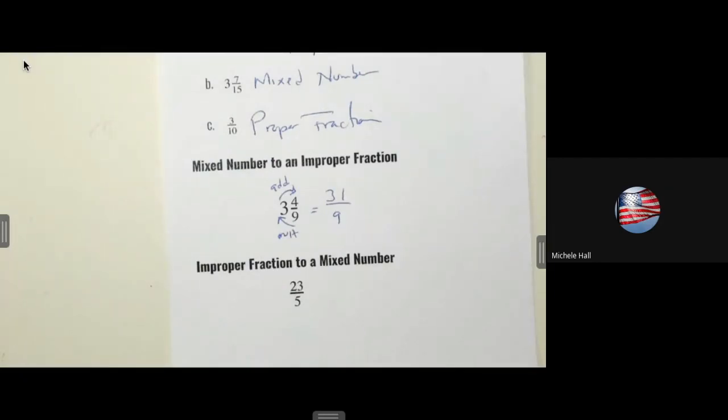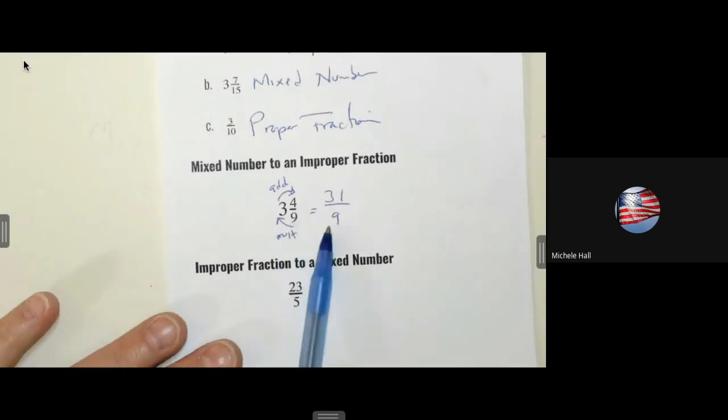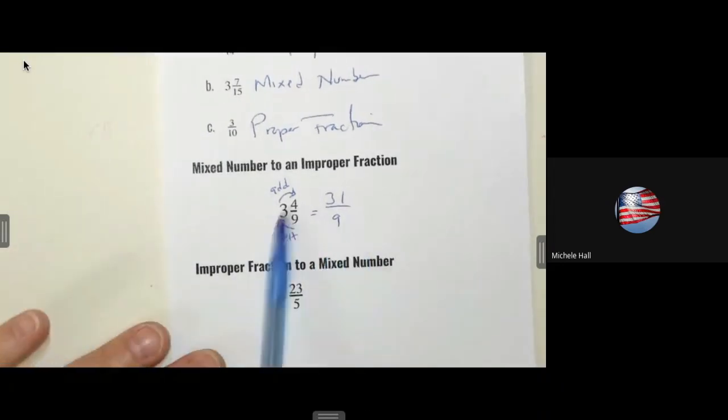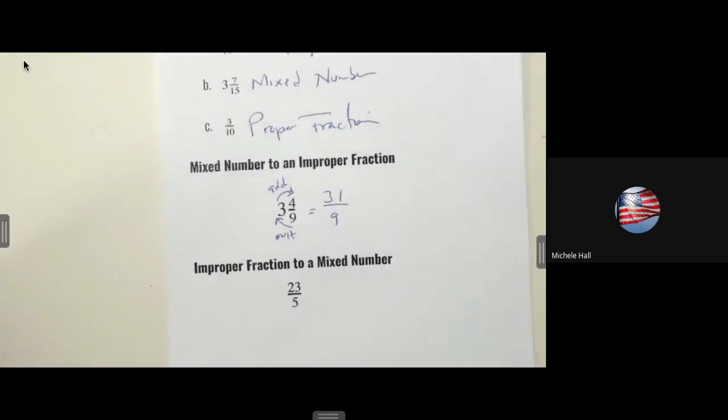We'll be doing a lot of improper fractions when we're multiplying and dividing. You can't multiply and divide mixed numbers. It has to look just like a fraction only. So that's when you mostly use improper fractions, for multiplying and dividing.